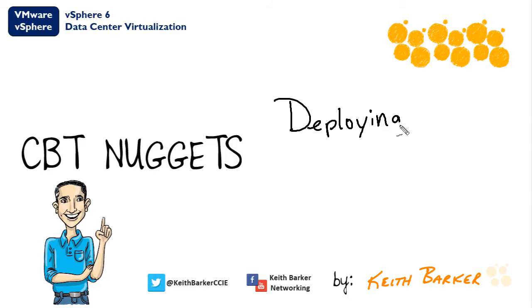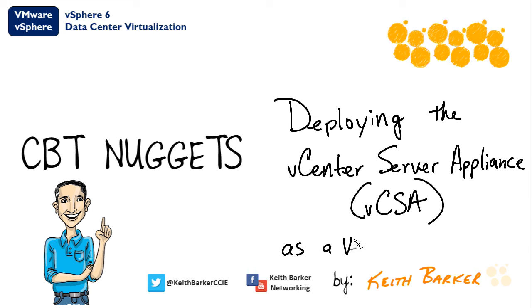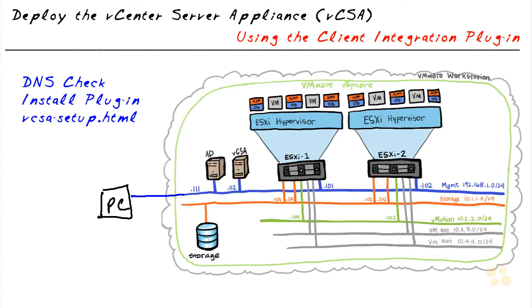In this nugget, you and I are going to walk through the steps to deploy the vCenter server appliance as a virtual machine on one of our ESXi hosts. Let's begin. We're going to use this PC right here, which is on the 192.168.1 network. It could be either the machine running VMware Workstation or another computer that has reachability to that network.